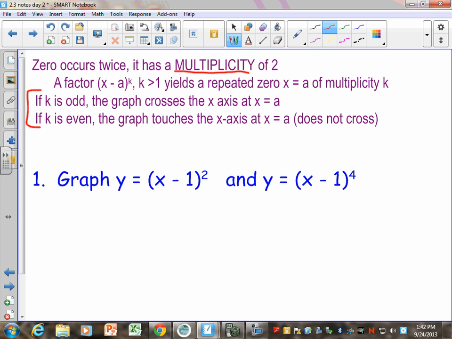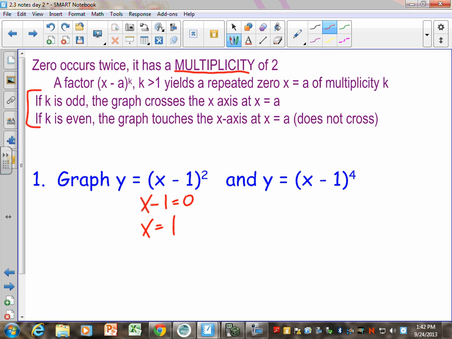In some of your homework today, you're going to have to give the 0 and the multiplicity and say whether it touches or crosses, so we can do that with these two before I graph them. Y equals x minus 1 squared, what would the 0 of that function be? Positive 1, because we set this equal to 0: x minus 1 equals 0. So the 0 is 1. We did that yesterday on our homework, 18 and 21.